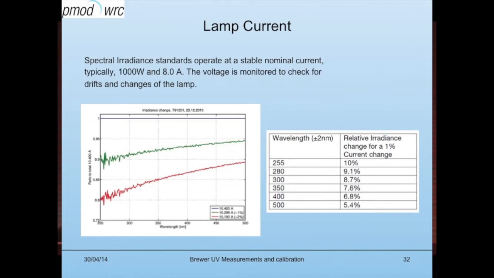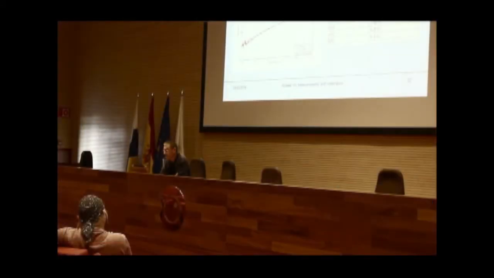And as you can see on this slide, the sensitivity of the lamp output to a change in power or current is really not linear. A 1% change in the current will affect your irradiance by 10%. So it's really crucial that the voltage or the current is stable to a very high degree so that you don't have your output of your lamp changing too much. So typically what you want to achieve is 0.1% stability in your power, so that you have a 1% stability in irradiance.